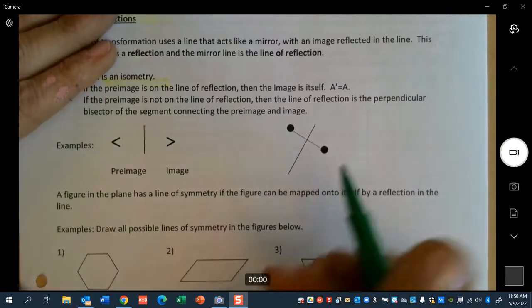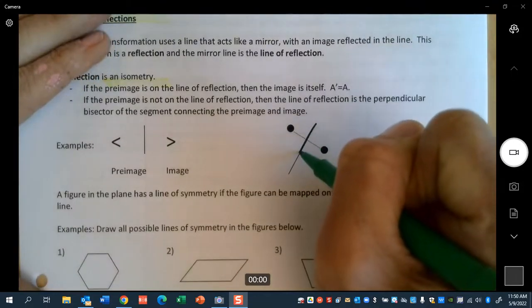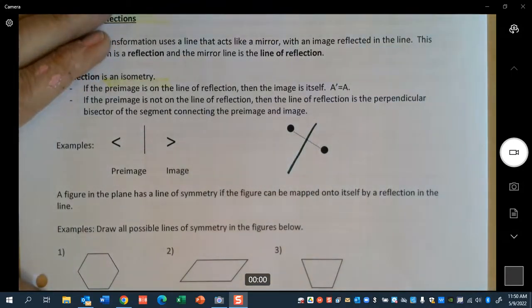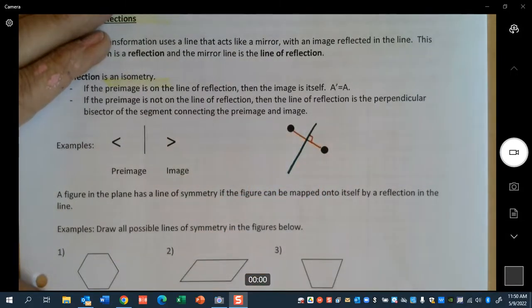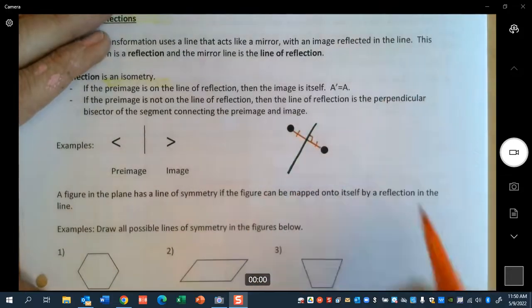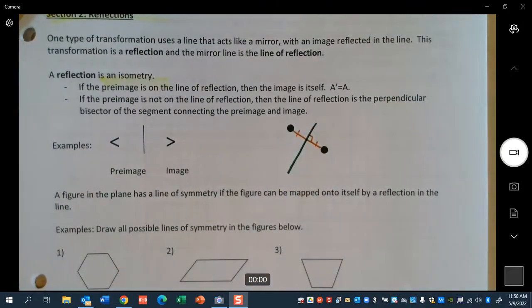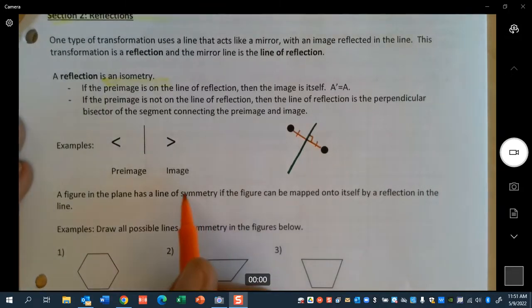Here's what we're talking about. If this is my line of reflection, then this line that connects the two shapes, number one, is perpendicular to the line. Number two, that shape is going to be equidistant from that line of reflection. A figure in the plane has a line of symmetry if the figure can be mapped onto itself by a reflection in the line. So there's two kinds of symmetry. We're going to talk about rotational and line symmetry.